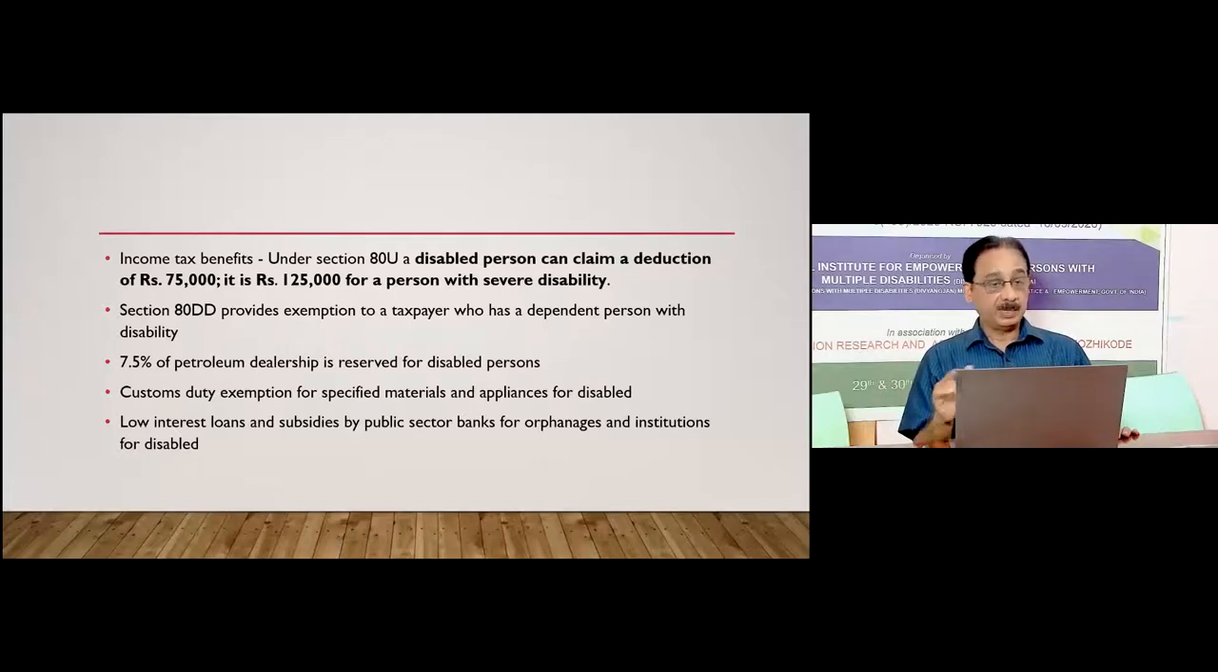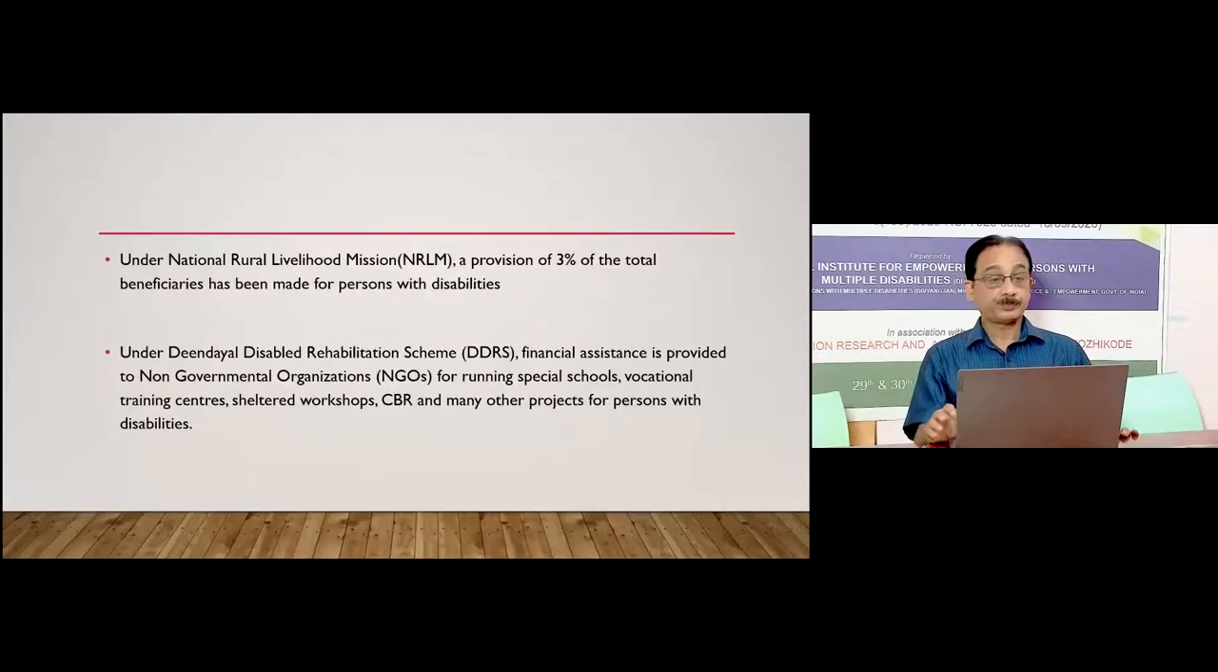Then under Section 80DD, there is an exemption to a taxpayer who has a dependent person with a disability. And again, there is 7.5% of petroleum dealership reserved for disabled individuals. Customs duty exemption for specified materials and appliances for the disabled. Then there is provision for low interest loans and subsidies by public sector banks for orphanages and institutions for disabled.